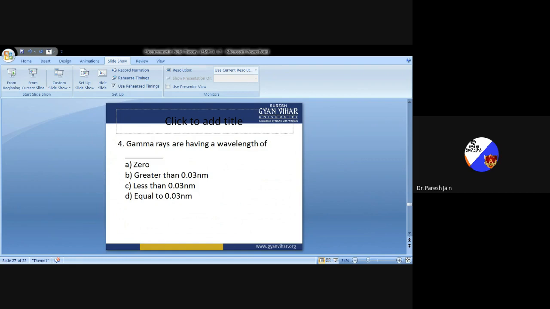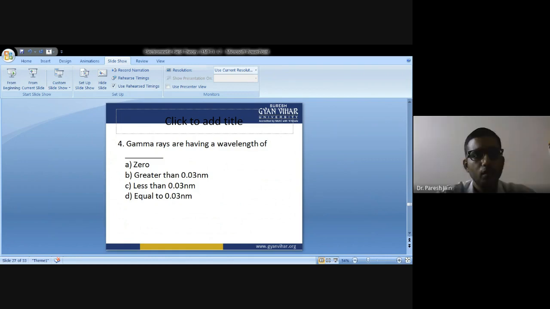Next question is the fourth question. Gamma rays have a wavelength of, we have four options: first, greater than 0.03 nanometers; second option, greater than 0.03 nanometers; third option, less than 0.03 nanometers; and fourth one is equal to 0.03 nanometers. Through our frequency spectrum, you can find the wavelength of gamma rays.